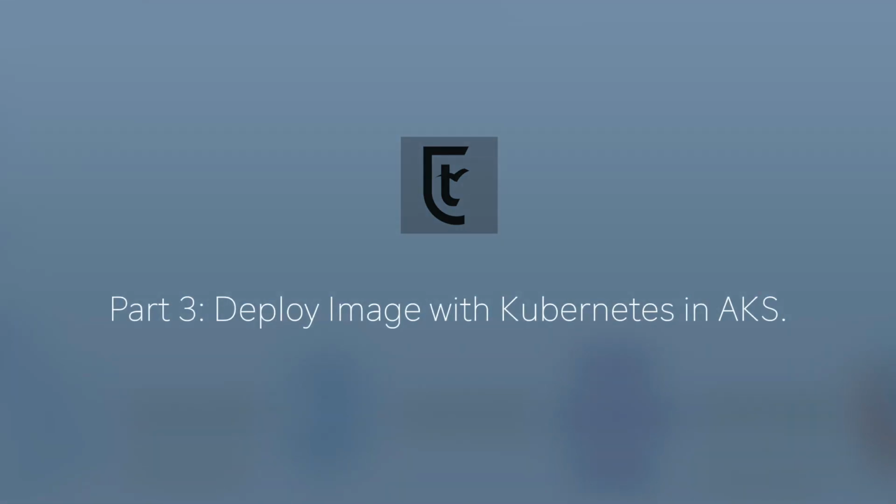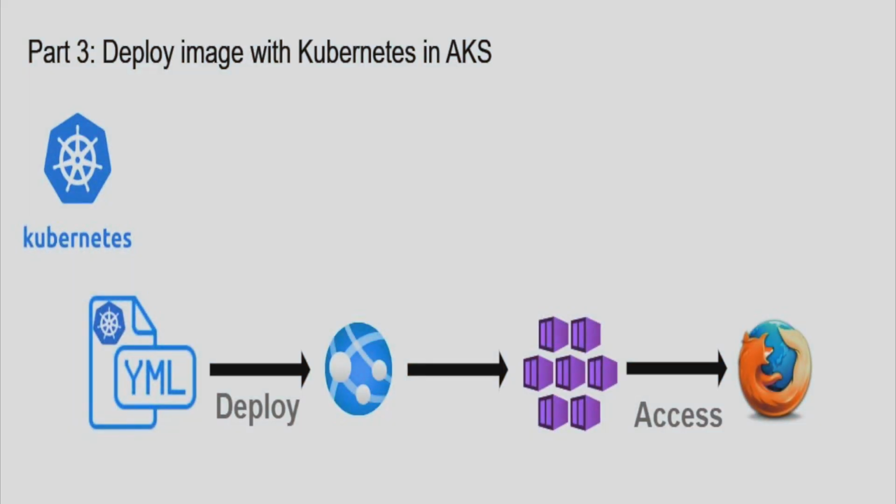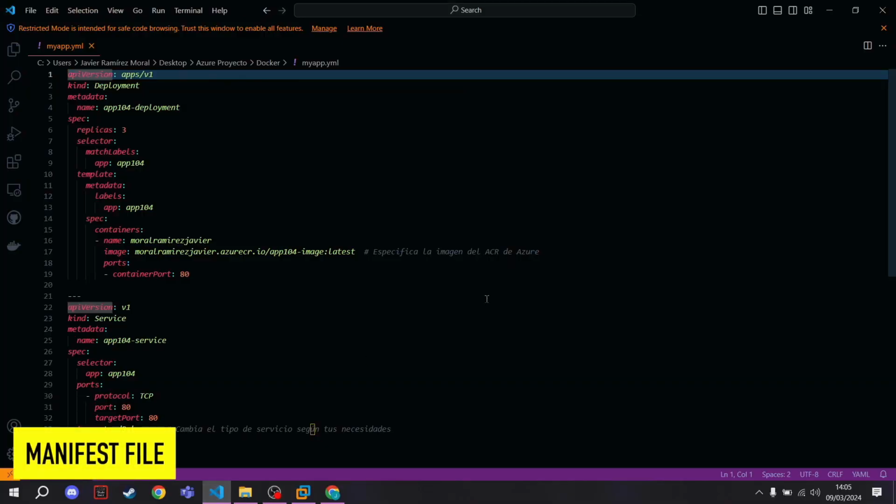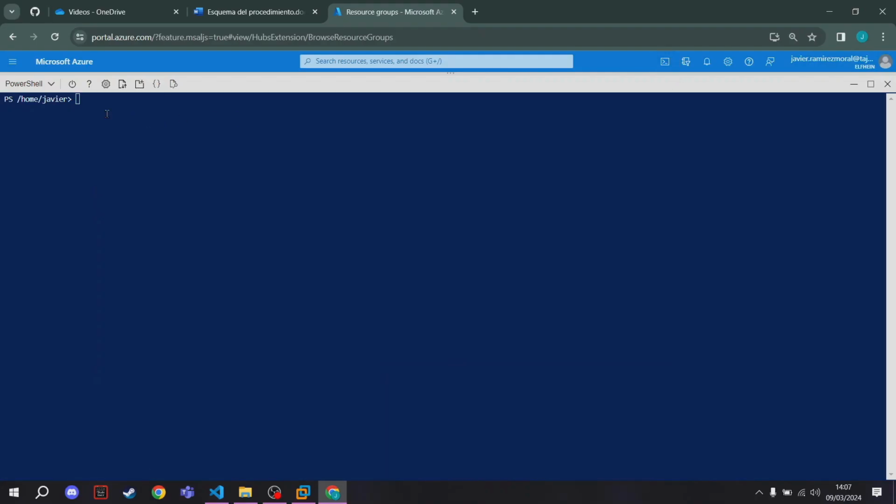In this third and final part, we will define a YAML file containing a deployment that specifies the image of our application in the Azure Container Registry where it's stored. Additionally, we will include a service to expose the application. So we have this manifest file. In this manifest file, we can see our deployment defined, where we indicate the container where our app image is stored, and the service to expose the app. So we need to update the manifest file in Azure like this.